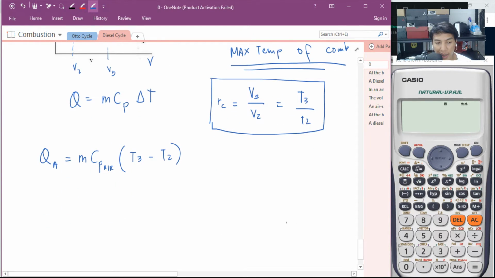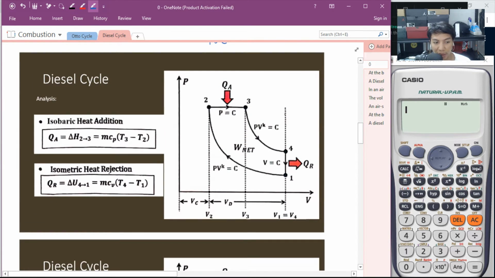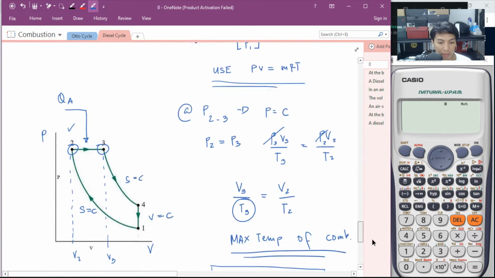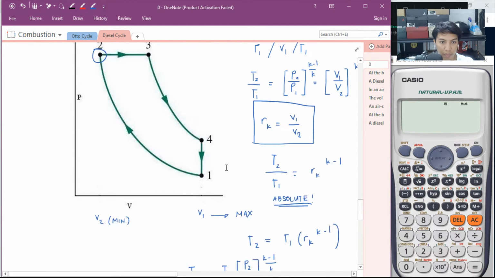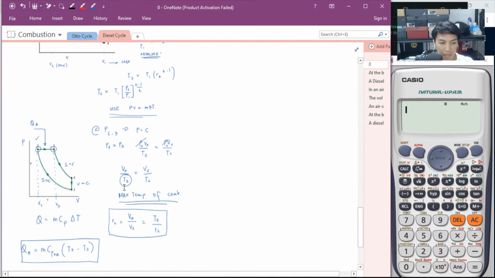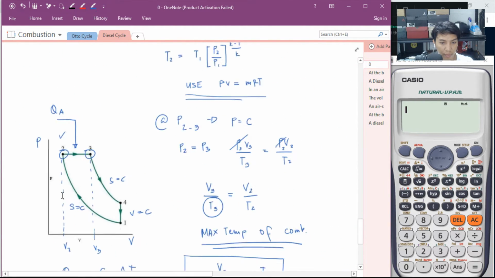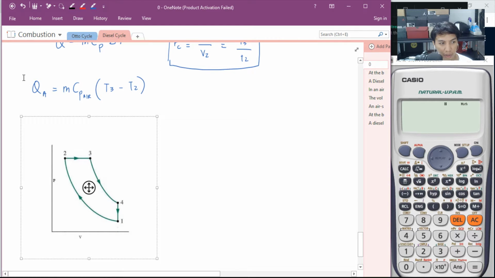May hanapin pa po ba tayo diyan? Wala na, kasi nakuha na natin si QA. That is for process 2 to 3. Check nyo dito. Ganun po siya kinukuha. Okay? Now, let us go to the next process. I-box lang natin to ha. This is for QA.